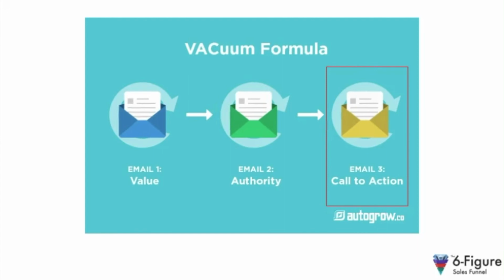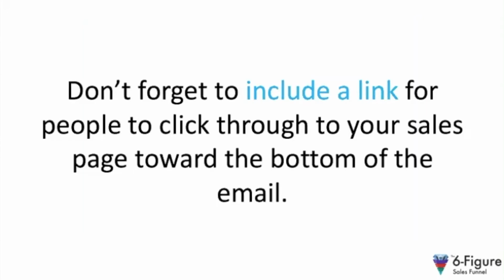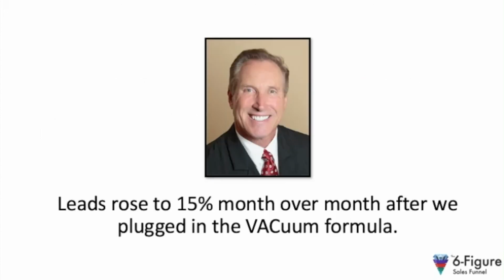In email 3, this is your hard sell, but you're not going to be overly salesy or pushy about it. The trick is striking the right balance in your tone between the urgency to make a decision and the importance of presenting and explaining the top benefits your offer will give them when they buy. Don't forget to include a link for people to click through to your sales page towards the bottom of the email. A quick example, when we plugged in the vacuum formula into the marketing funnel for PSS, a plastic surgery firm in California, leads rose by 15% month over month.